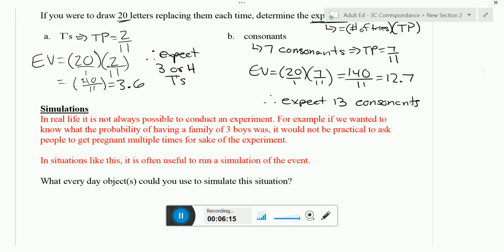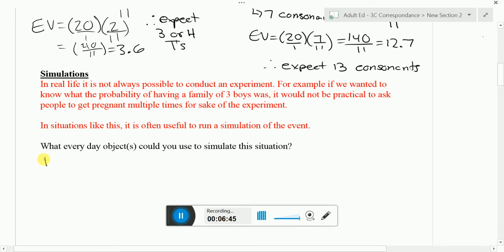So for example, if we wanted to know an experimental probability of having a family of 3 boys, it doesn't make sense to ask a woman to get pregnant 3 times just for the sake of doing an experiment and seeing what this is. So instead of doing that, we think of some other ways where the probability of having a boy is the same odds as the simulation that we want to do. Now, the probability of a boy, so one boy, is 1/2 or 50-50.